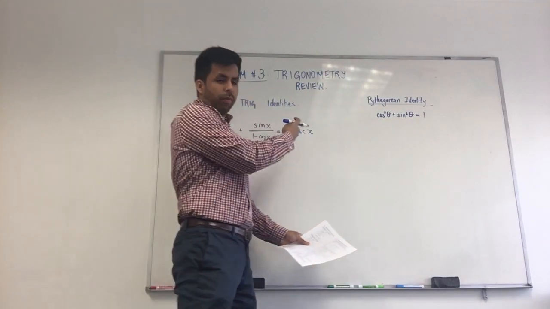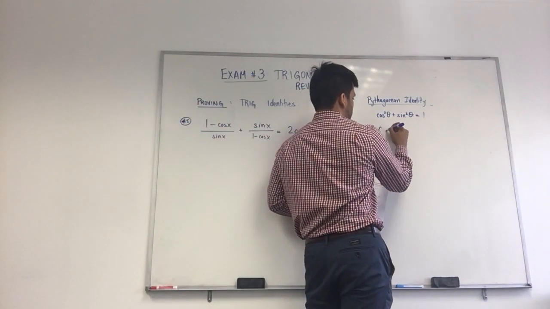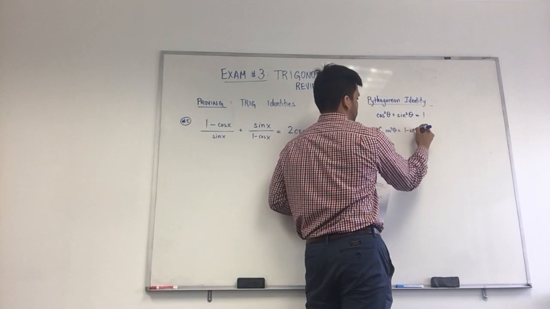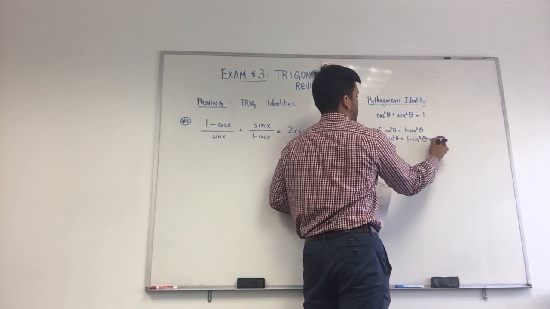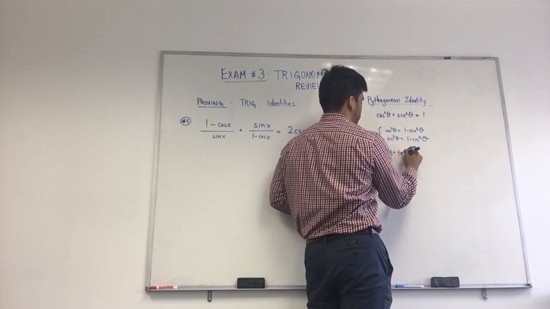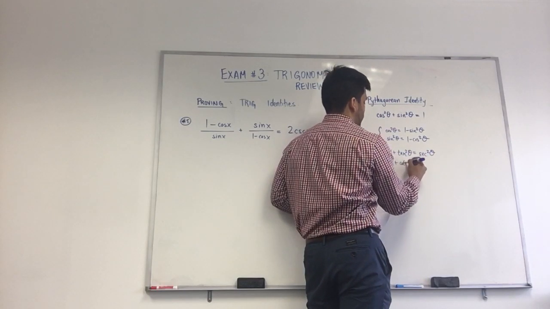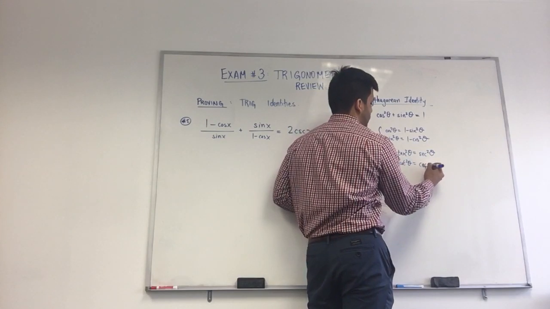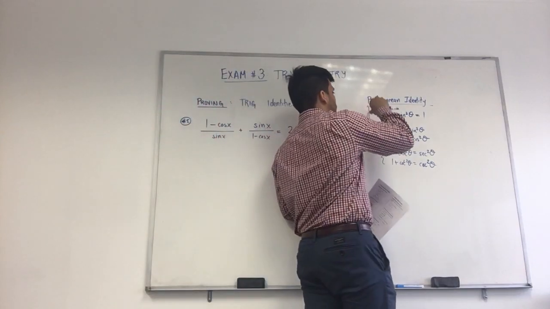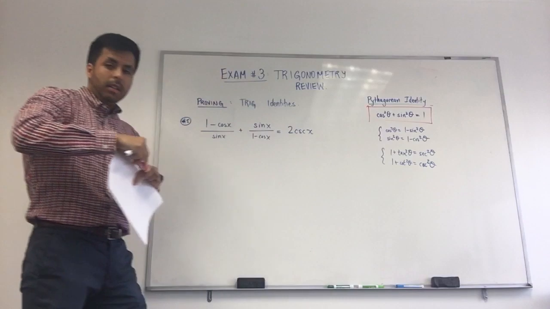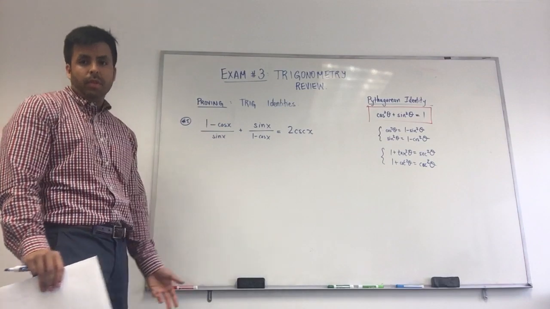And from here we have 4 more that stem from this, right? We have cosine squared theta is 1 minus sine squared theta. Sine squared theta is 1 minus cosine squared theta. And we also have 1 plus tangent squared theta equals secant squared theta, and we have 1 plus cotangent squared theta equals cosecant squared theta. So these are all identities that stem from the Pythagorean identity, which is a very important identity to have in mind for these types of tasks of proving trig identities.